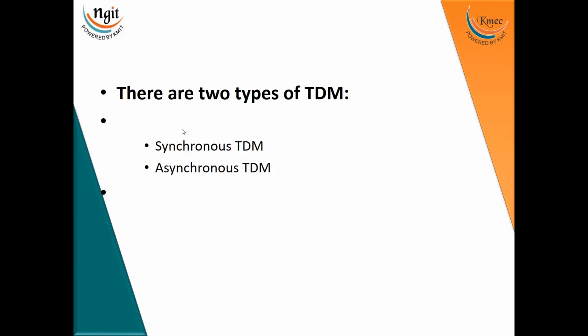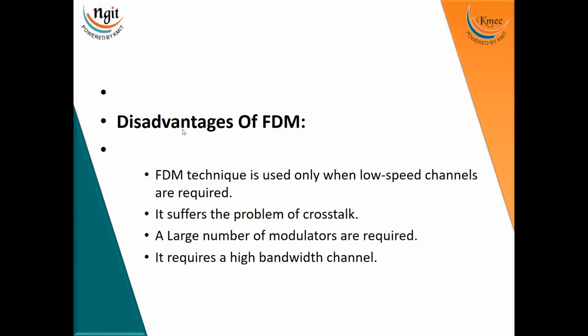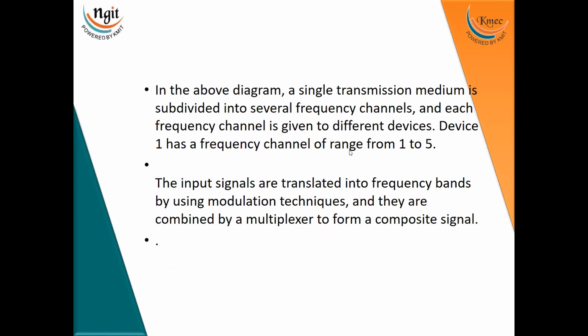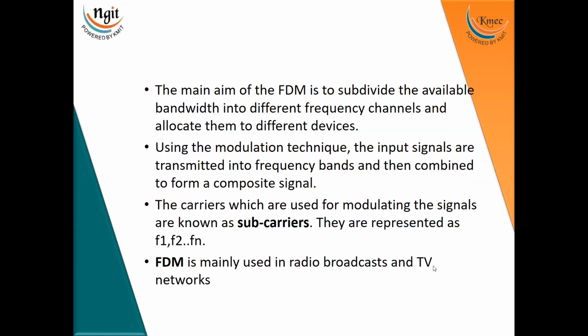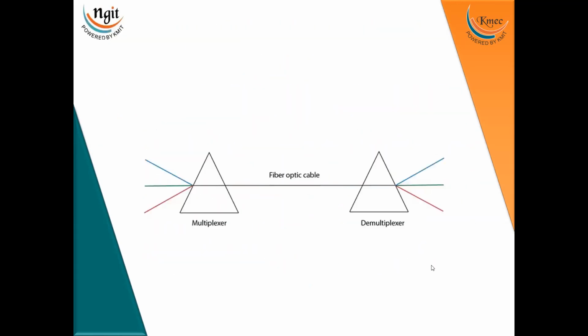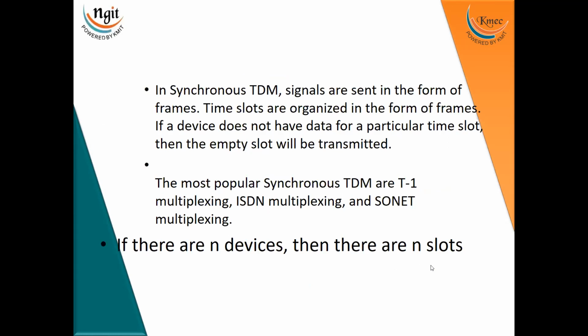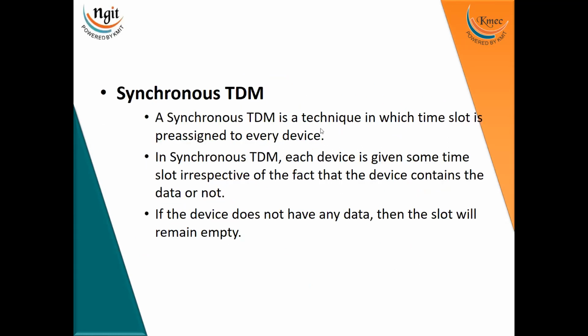And I already explained in the first diagram that in multiplexing we have frequency division, wavelength division, as well as time division. In time division, we have two different types of transmission: one is synchronous time division multiplexing, and the other is asynchronous time division multiplexing. Synchronous is one of the best techniques.